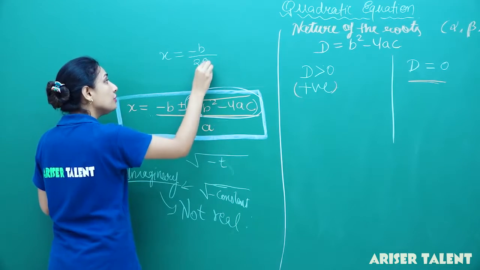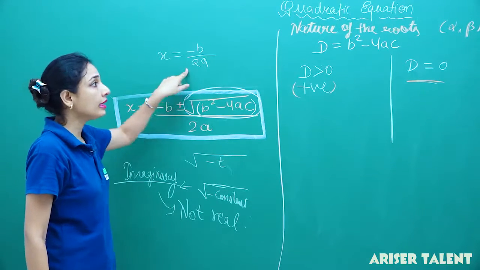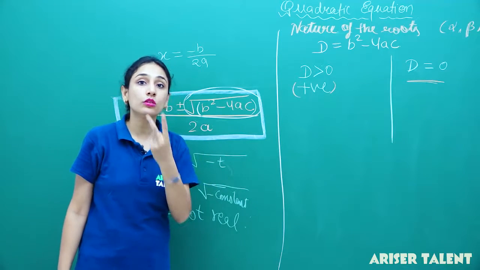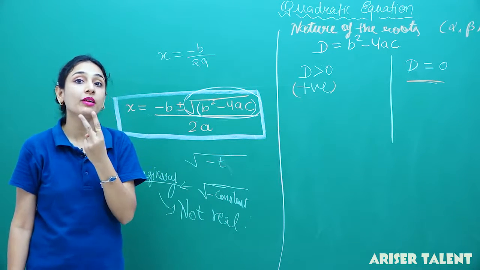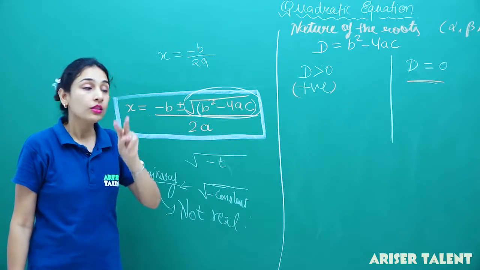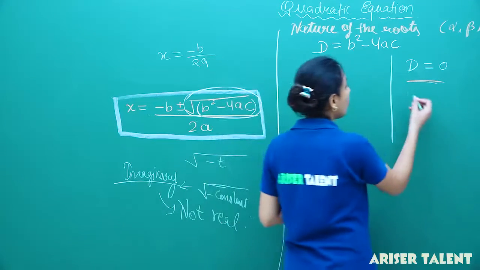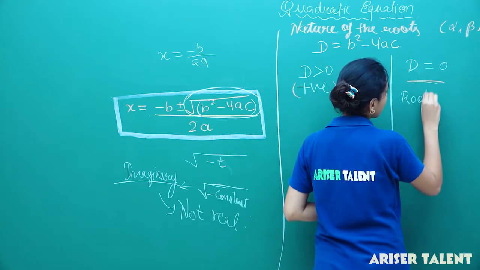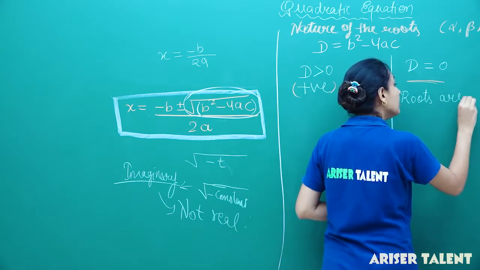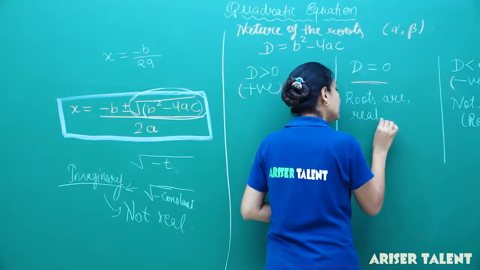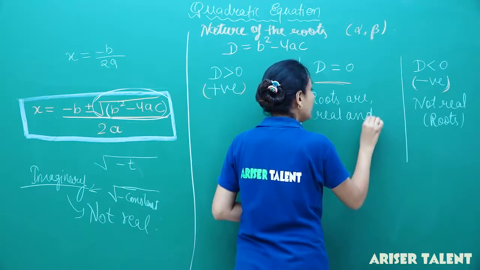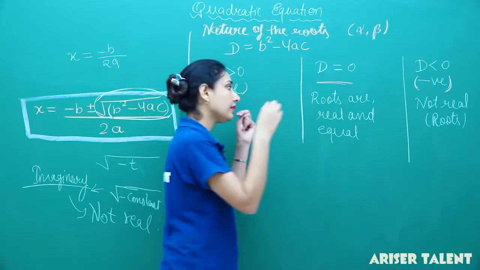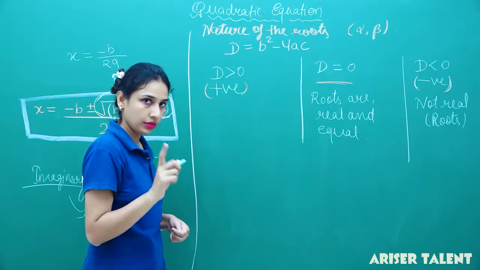minus b by 2a will remain. So it is having only a single root. Now it will have two roots, but the value of those two roots will be equal to what? Same. So in this case, we call that the roots are first real and second equal. They are real and they are equal, right?